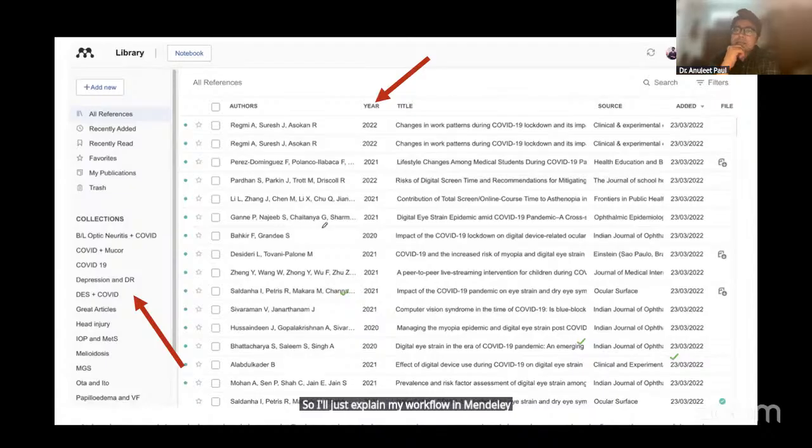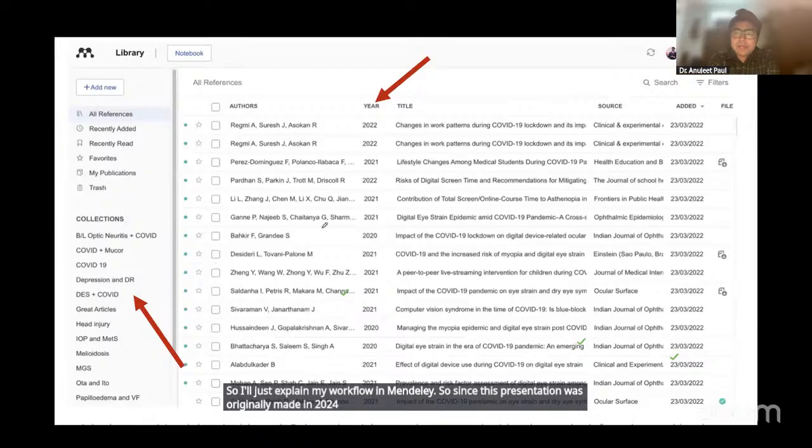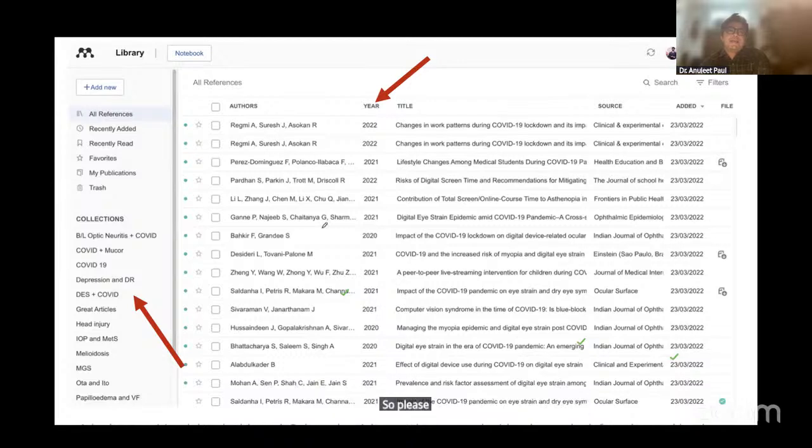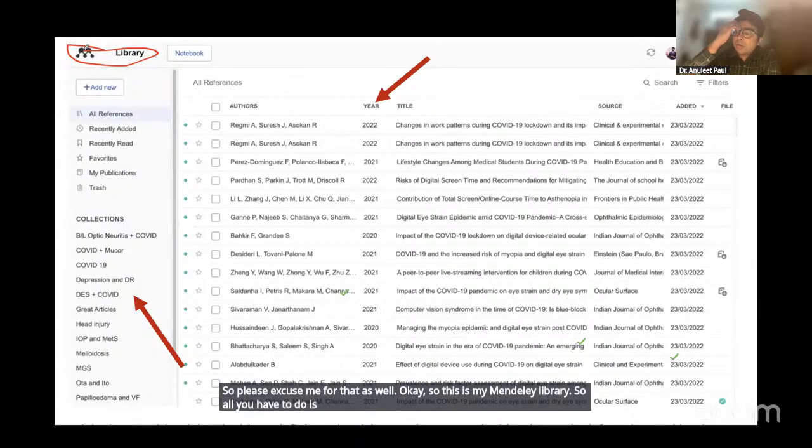Since this presentation was originally made in 2024 and 2023, it has a lot of COVID related stuff, so please excuse me for that as well. Okay, so this is my Mendeley library. All you have to do is go to mendeley.com and download Mendeley or Zotero, and then you get something very similar to this called the library.